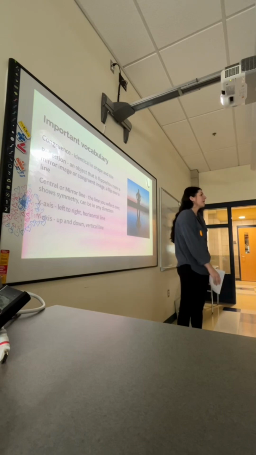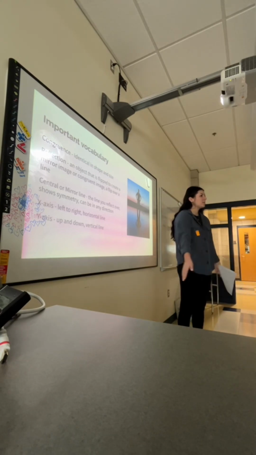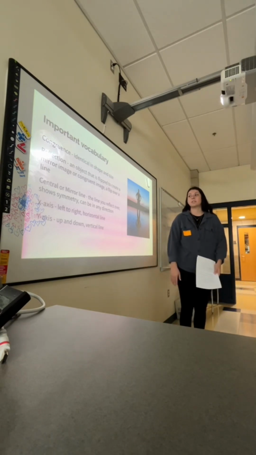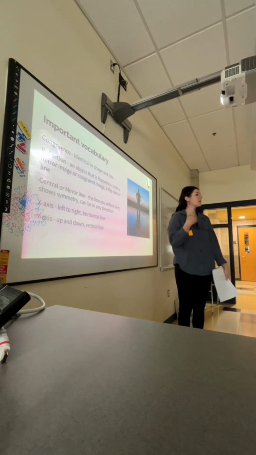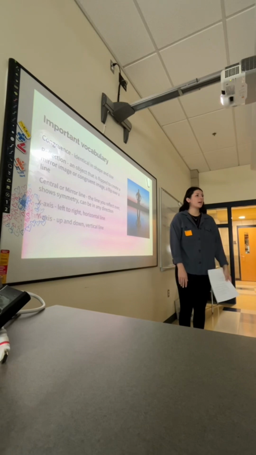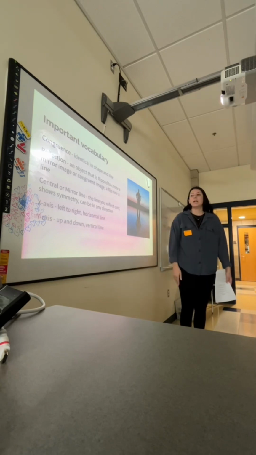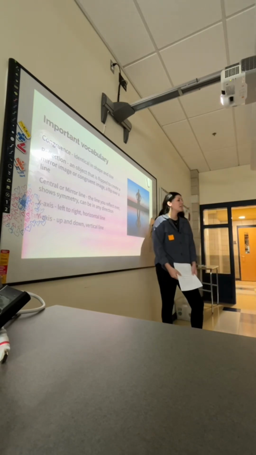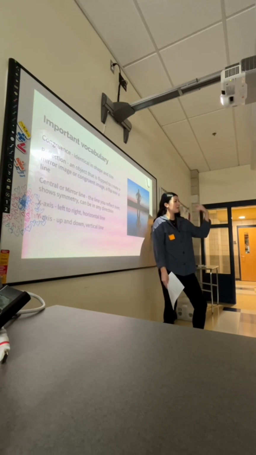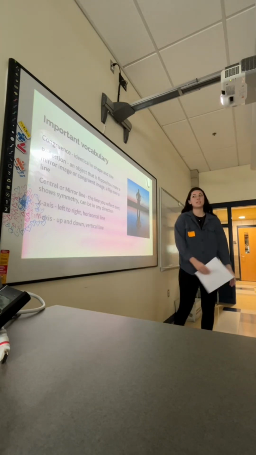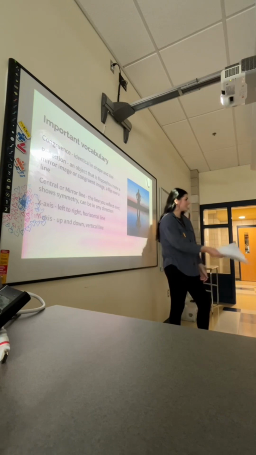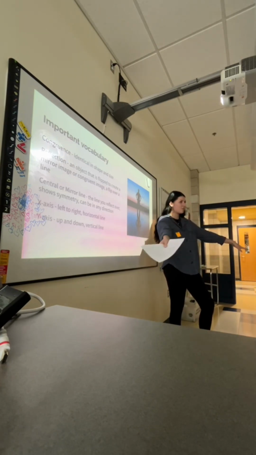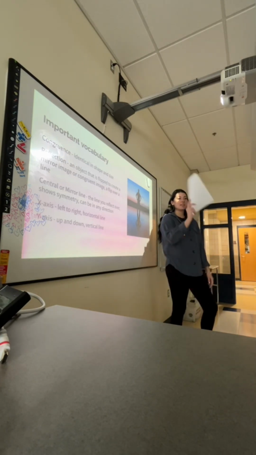The central or mirror line, we're going to call it the mirror line, just to be consistent, is the line that you reflect over, whether it be the x-axis, y-axis, any other line that you flip and reflect over. It shows symmetry and it can be in any direction, not just up and down or side to side. The x-axis, you should know this, is the left to right, the horizontal line on a coordinate grid, and the y-axis is the vertical.